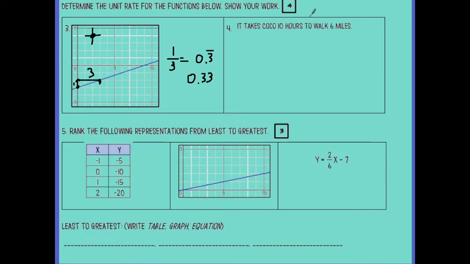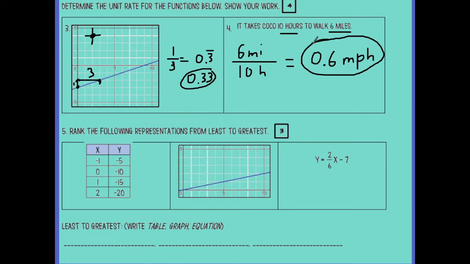All right, next one, it takes Coco 10 hours to walk 6 miles. So think about that in general terms. We want to think about miles per hour, right? So 6 miles divided by 10 hours. And remember, you're going to go ahead on your calculator and divide that. You're going to get 0.6 miles per hour. So not walking too fast, mph, miles per hour. Let's go ahead and circle our final answers here just for consistency too.